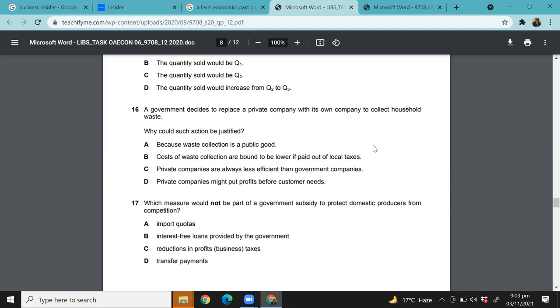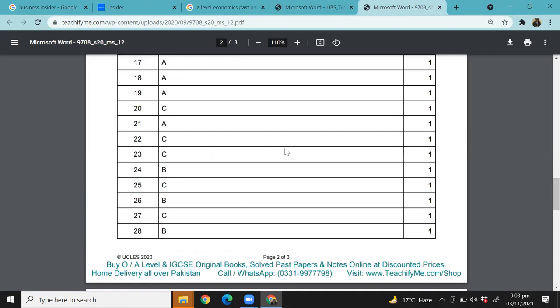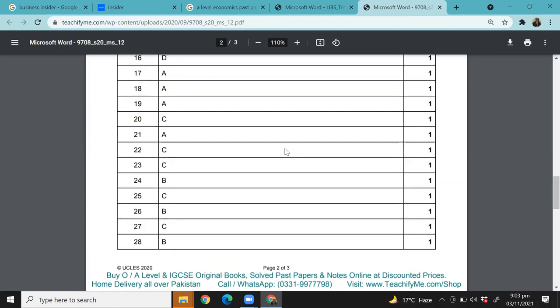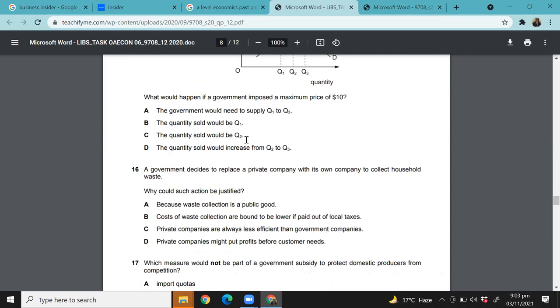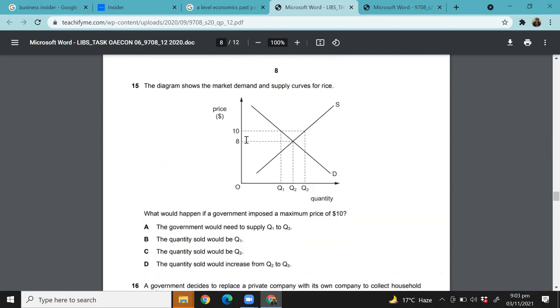So what do you think? Right. Yeah, that should be D. Absolutely. 16 is D. Very good. Perfect. Let's move on. Okay, so the next question says the diagram shows the demand and supply curves for rice.